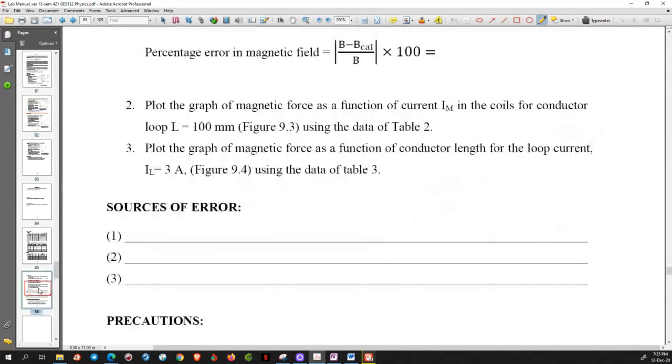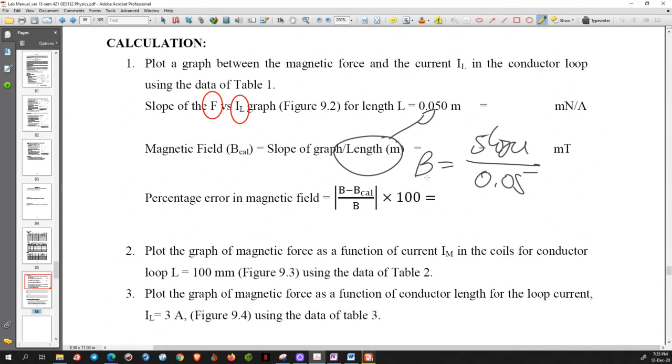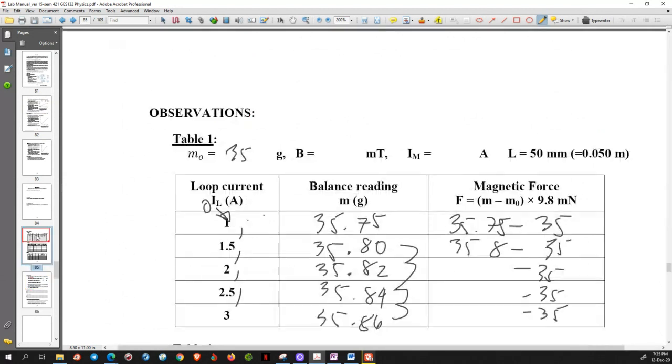Once you have the slope, you will take that slope, divide by the length. It is given 0.05. You will get the value of B by calculation. Do percentage error. Now many students are asking, what's B? Teacher, where can I get B? You already have B in the beginning from your Tesla meter. That's the real value. Any question?